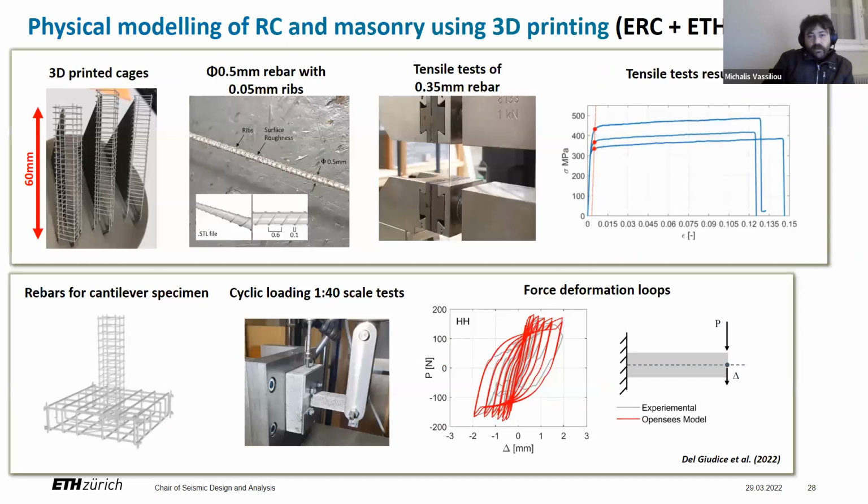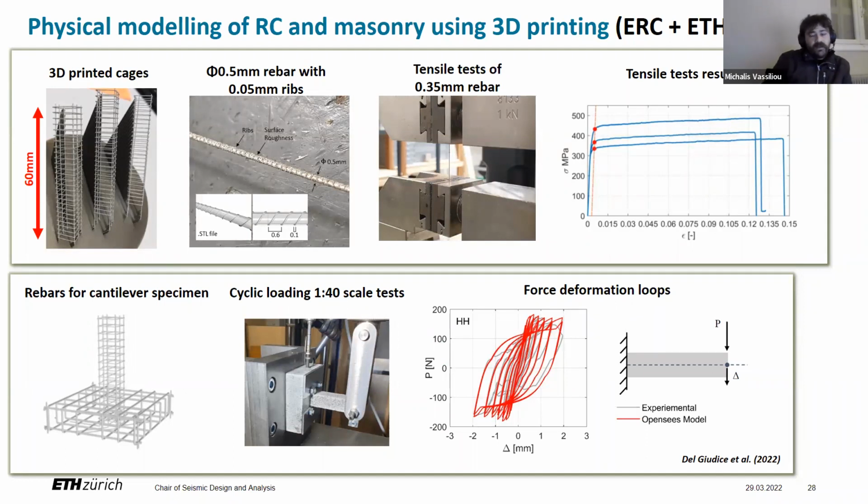So our idea is to use a 3D printer to manufacture the specimens. Here are some cages that we built using a metallic 3D printer. This is supposed to be the reinforcement of a column, and it has the size of my finger. This is 6 centimeters.